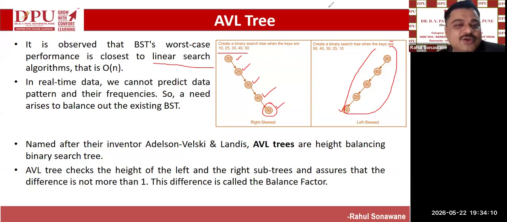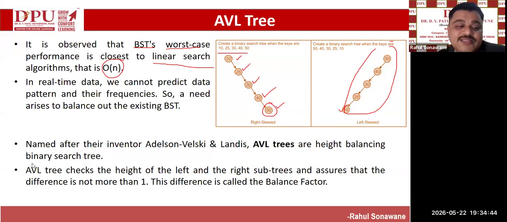We have also seen the complexity of the linear search. As there are n elements, a linear search in a worst case scenario produces big O of n complexity. So this is also applicable to the BSTs. The BSTs, in their worst case performance, are closest to the linear search algorithm, that is big O of n. Now, why is this happening? Because they are organized depending upon their values.